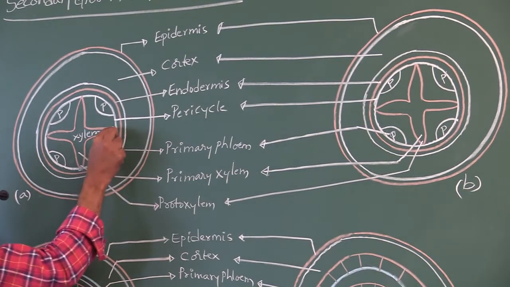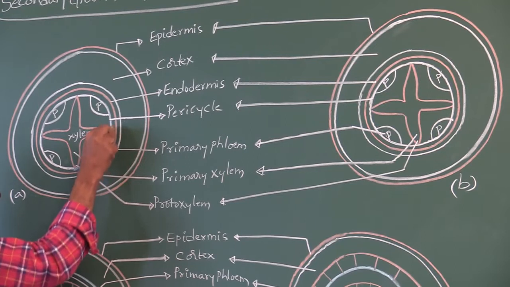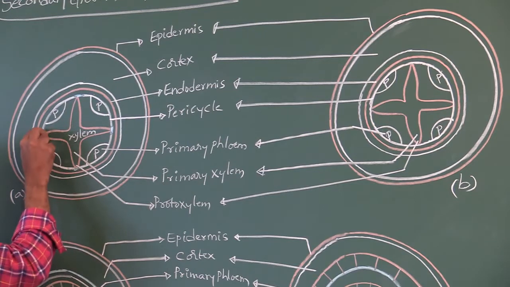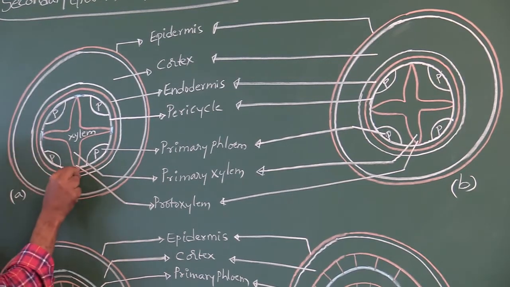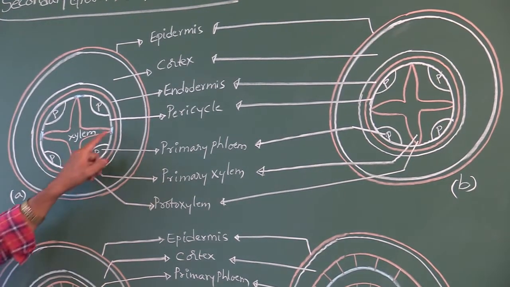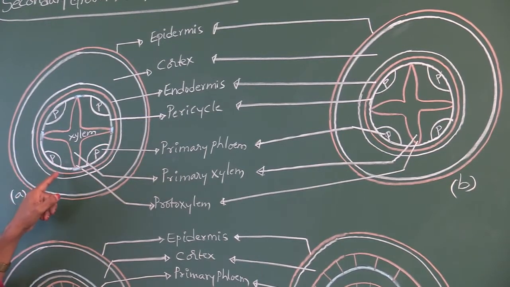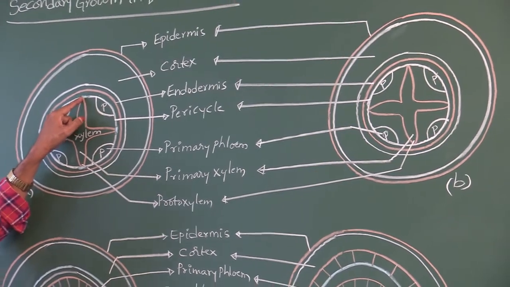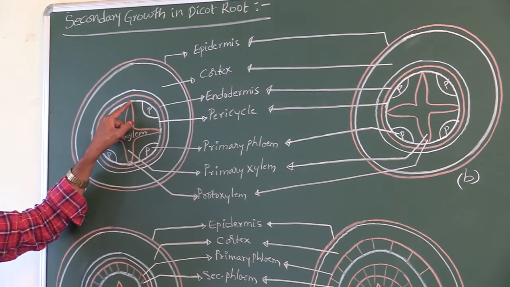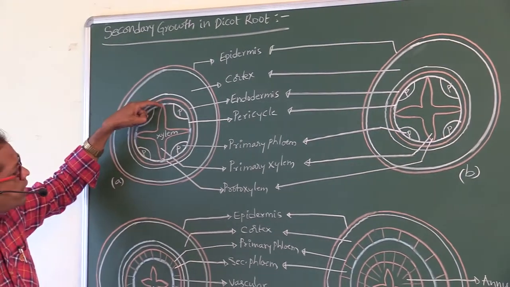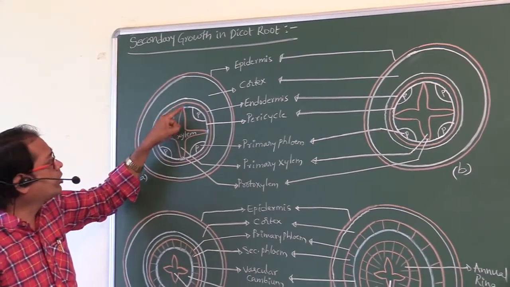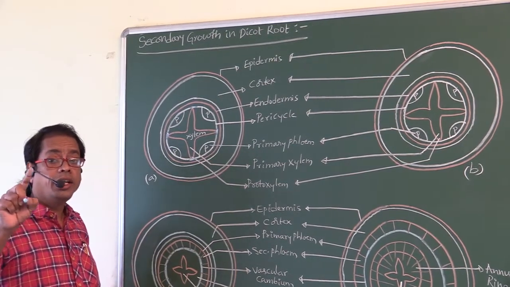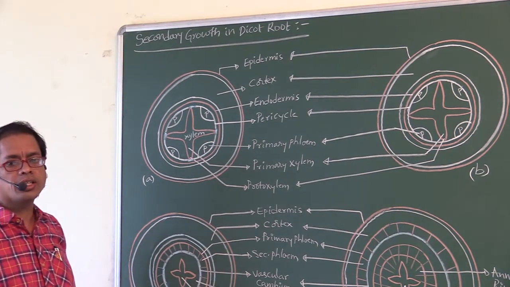Here also it undergoes dedifferentiation, and here, and here. So in total, 4 places, above the protoxylem in the pericycle. Not the entire pericycle, only the part of the pericycle present above or opposite to the protoxylem. Those pericycle cells undergo dedifferentiation, shortly called DD.